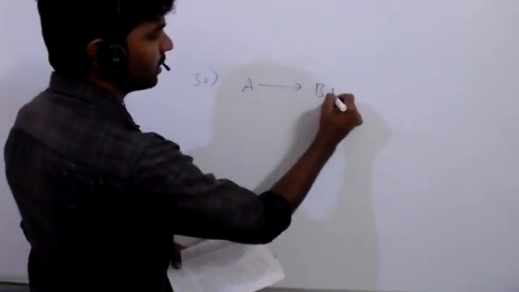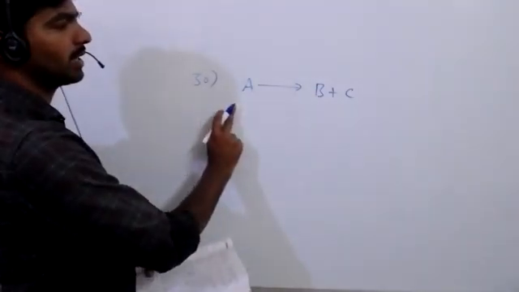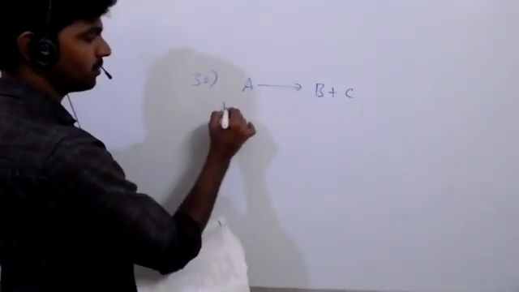A giving products B plus C, meaning 1 mole of A reacting gives 1 mole of B and 1 mole of C.